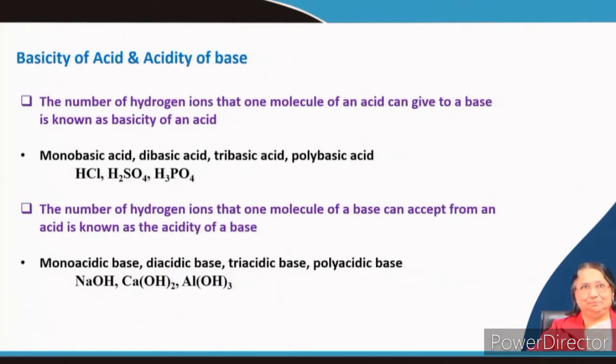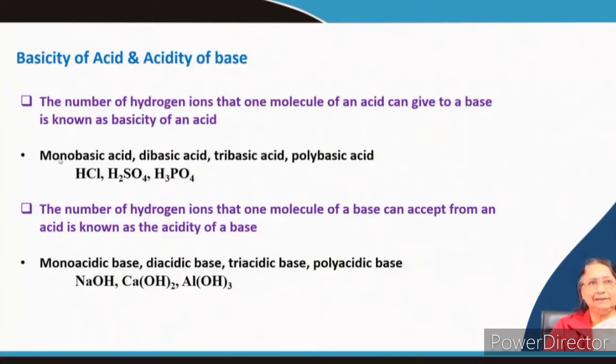This is very interesting. Now, basicity of acid and acidity of base. The number of hydrogen atoms that one molecule of an acid can give to a base is known as the basicity of an acid. For example, H2SO4 is a dibasic acid because 2 protons are there. HCl is a monobasic acid because there is only 1 hydrogen. Phosphoric acid has 3 hydrogens, so it is a tribasic acid.